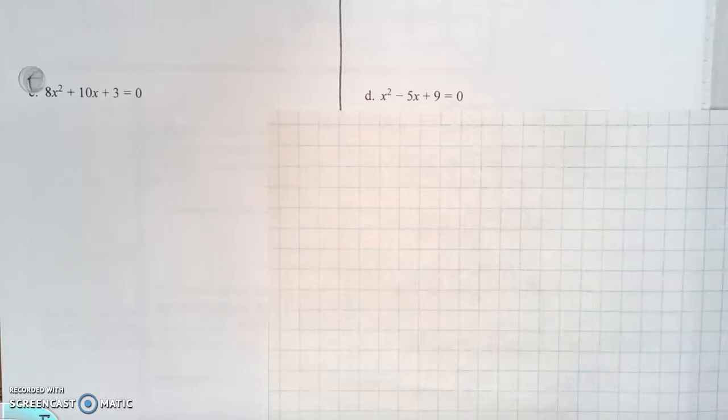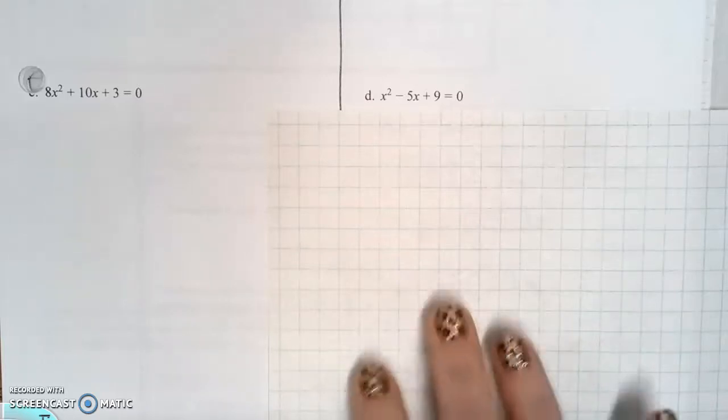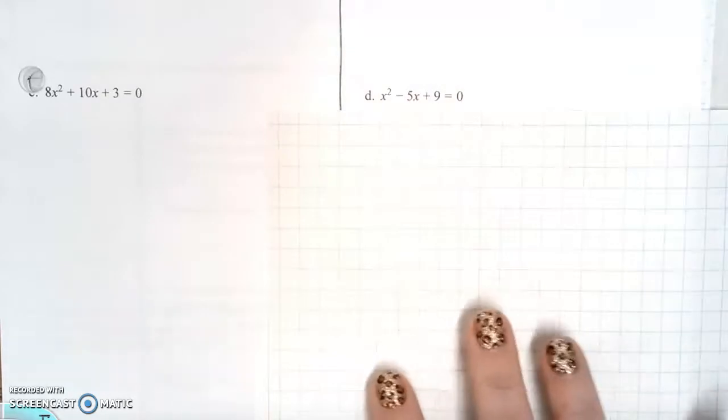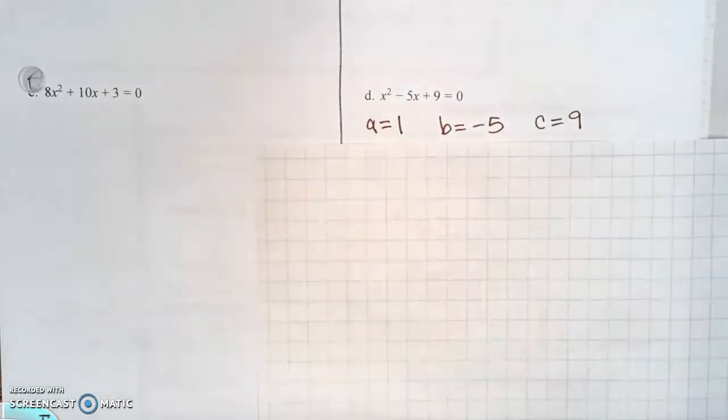We simply look in front of each term to get our A, B, and C. In front of that x squared is the number that you can't see, but it's a 1. Okay? In front of x is negative 5. That's our B. And the constant term is 9. That's our C. Any questions on how to get A, B, or C?